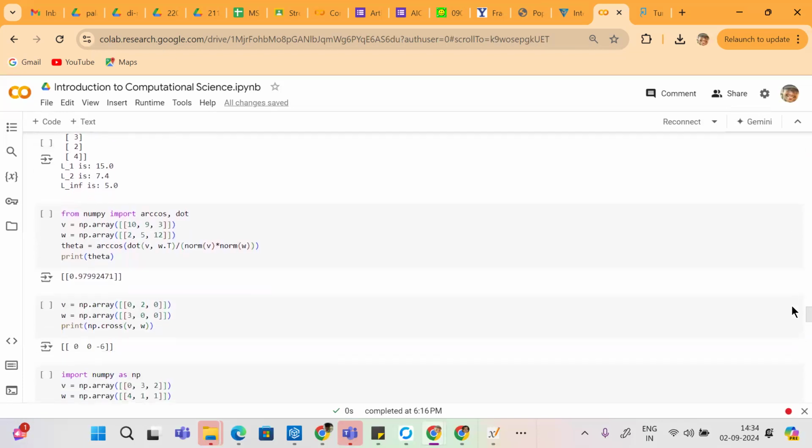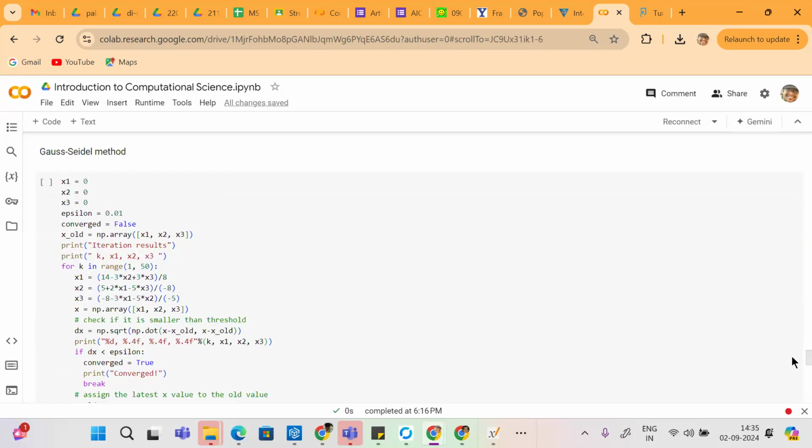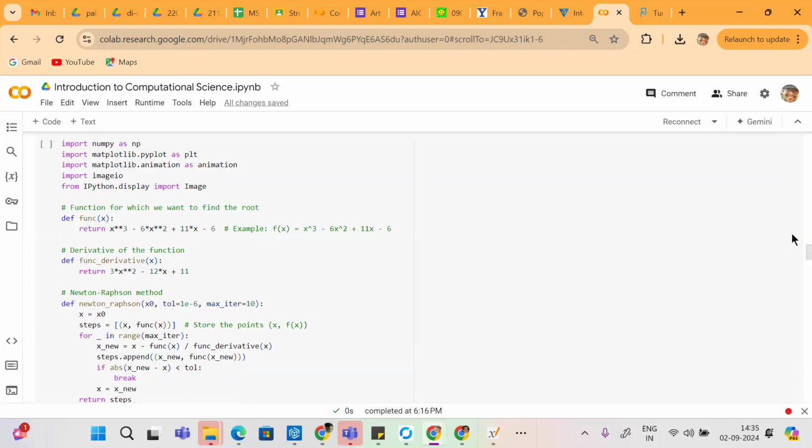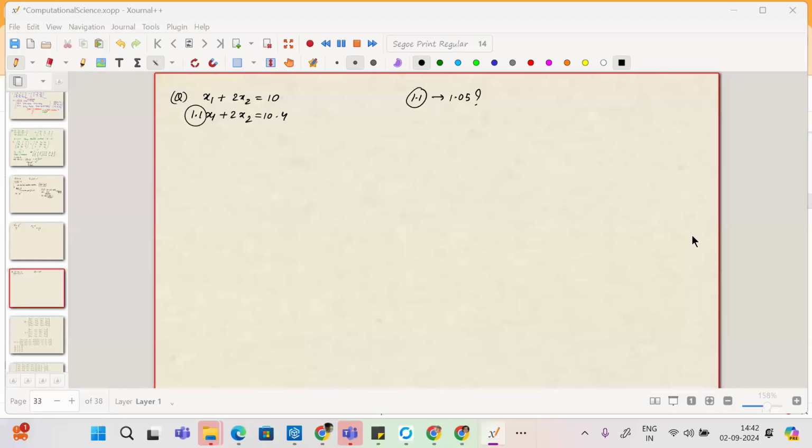So that's all done. Take this equation and just solve it. Can you solve and give me the values of x1 and x2? Whatever method you want, you can use.